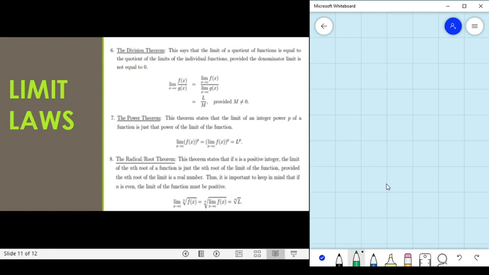So, for example, if we are given that the limit of the function f as x approaches c is equal to 16, in order to find the limit of the square root of f of x as x approaches c, it is equal to the square root of 16, which is equal to 4.